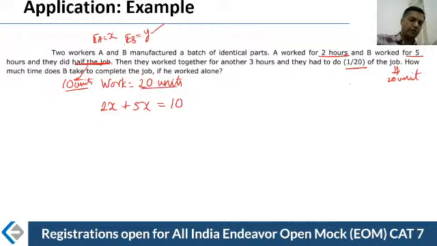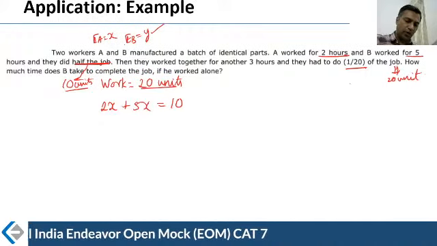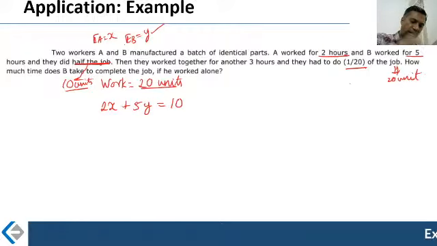Why? Full job means 20 units for you. Therefore, half job means 10 units. That's a point you are trying to write. 2x plus 5y is equal to 10.